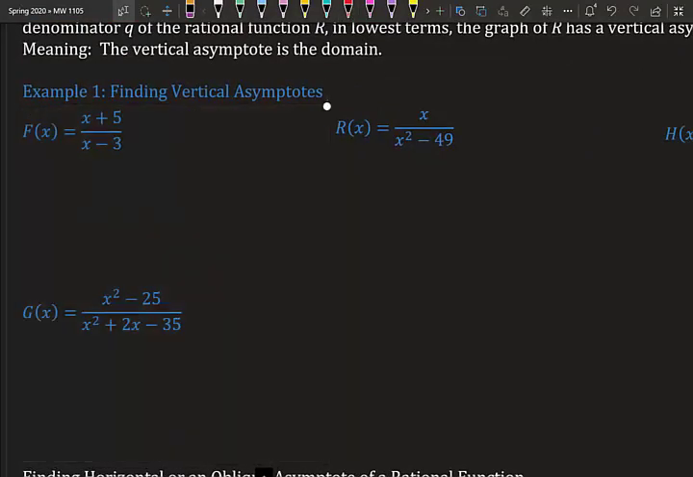So we see if we can factor. If we look at f of x equals x plus 5 over x minus 3, we can't factor that. So to find our vertical asymptote, we set the bottom equal to 0. So we get our vertical asymptote as x equals 3.